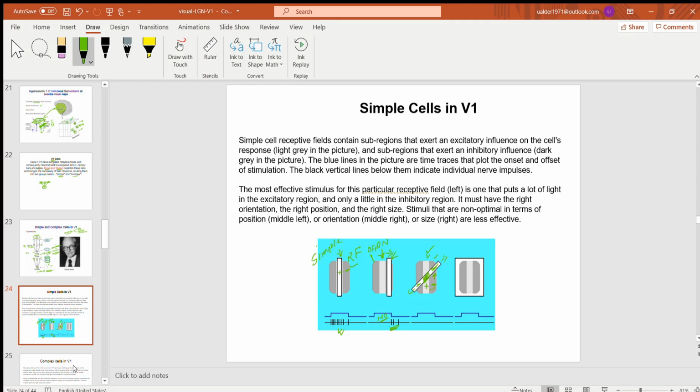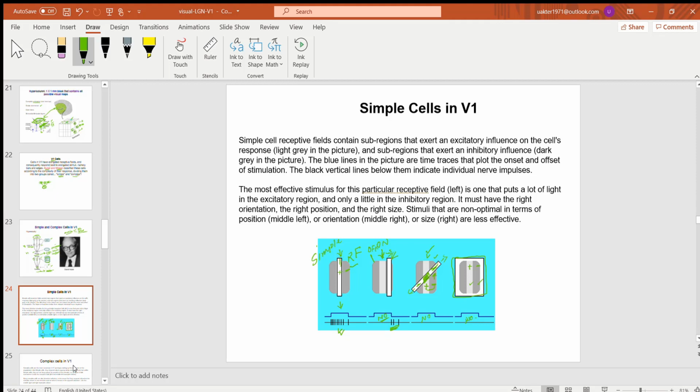Makes sense? Now if you make the stimulus very large and it falls on both on and off completely, same thing, right? They will cancel each other, so you won't see any response. So you will only see the response of this simple cell when the stimulus or bar is exactly on the on center, okay?